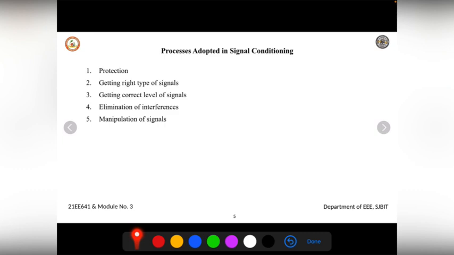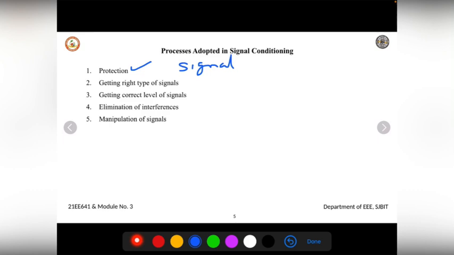Coming to the processes adopted in signal conditioning, what will be done within this? If you look here, the first one is protection. The range of the output signal from the transducer may be so high that it may damage the next unit or element, which needs to be protected. In that case, protection takes place, so that the same input which we measure is transmitted properly and presented at the output. That is very important. In this case, we make use of a step-down transformer or voltage limiter circuit, etc.